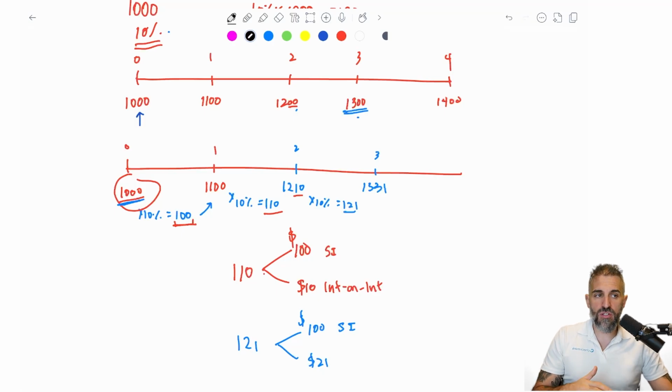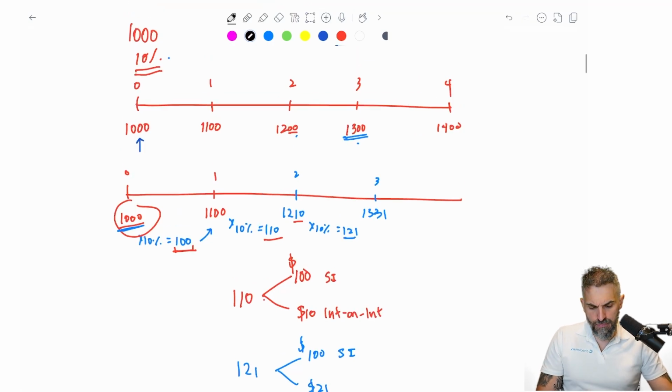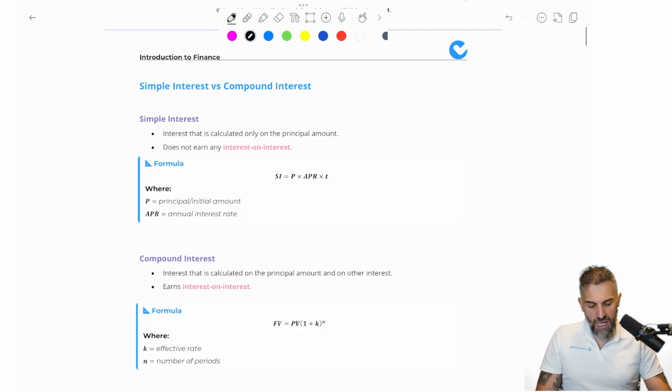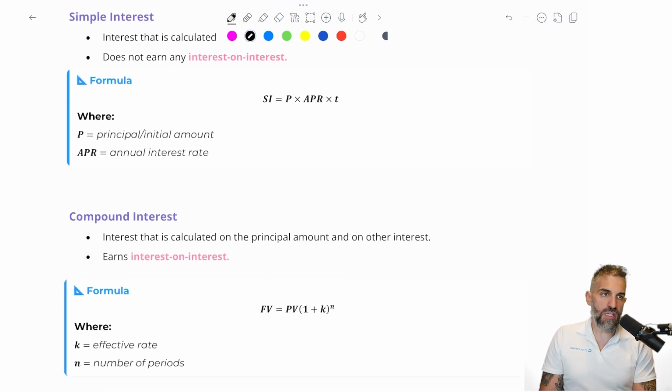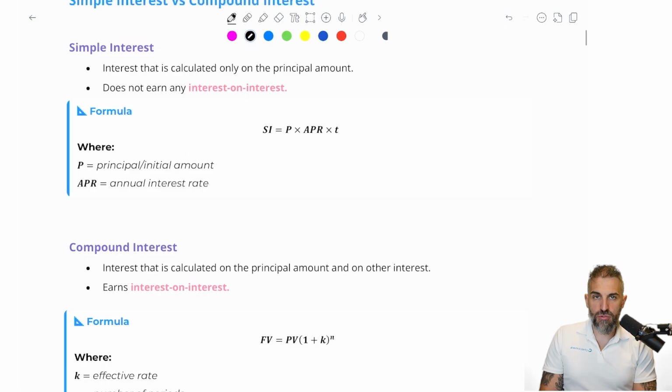Otherwise, always assume interest compounds, okay? Great. So here are some of the formulas that you can use when solving the questions. The first one at the top is simple interest, right? So how do you calculate simple interest? It is the principal amount, that's P, multiplied by the APR, annual percentage rate, multiplied by time. Okay, I'll show you guys how to use that in a moment.